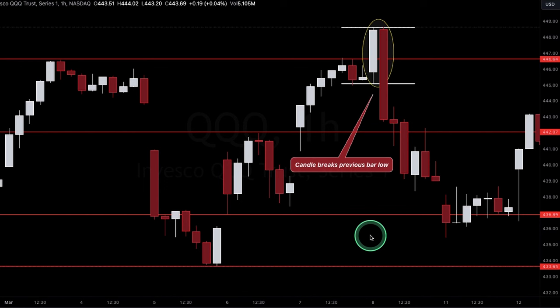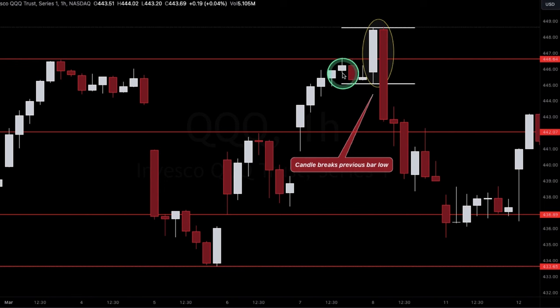So the rules are basically similar. When you're looking for downside, you're looking for it to take out your previous bar low. Here's your previous bar low. Here's your big engulfing bar. You also have a big line of resistance at 446.64. Your big line of resistance. You had a short-term rejection here.